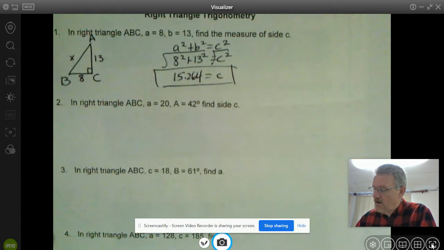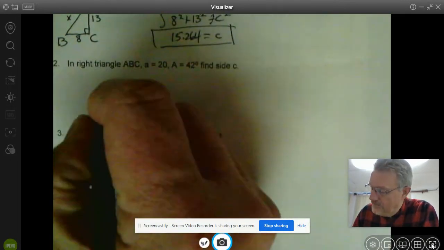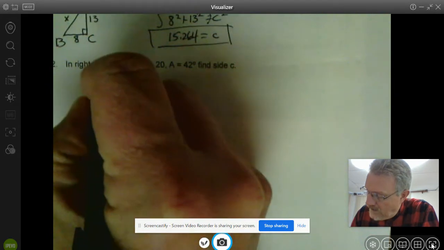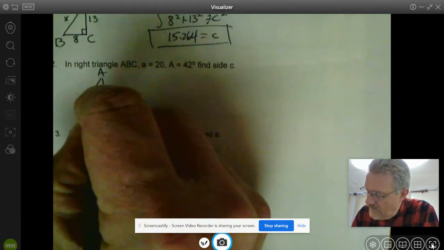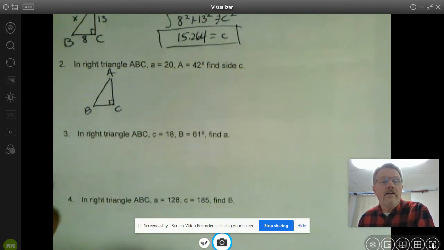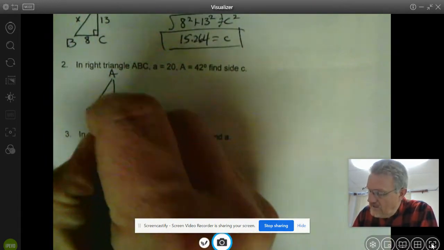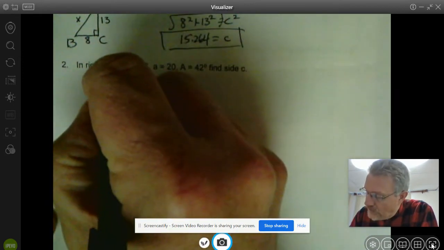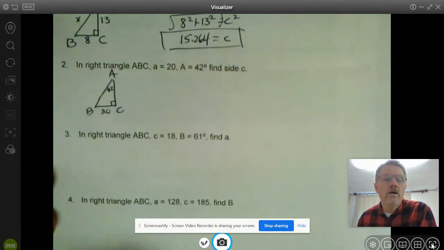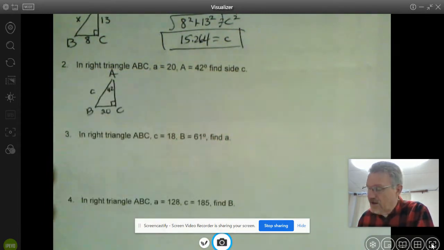Okay. Number 2, right triangle ABC. C is that right angle unless they say differently. A is 20, that's the side across from angle A. Angle A is 42. Find side C. So C is over here.